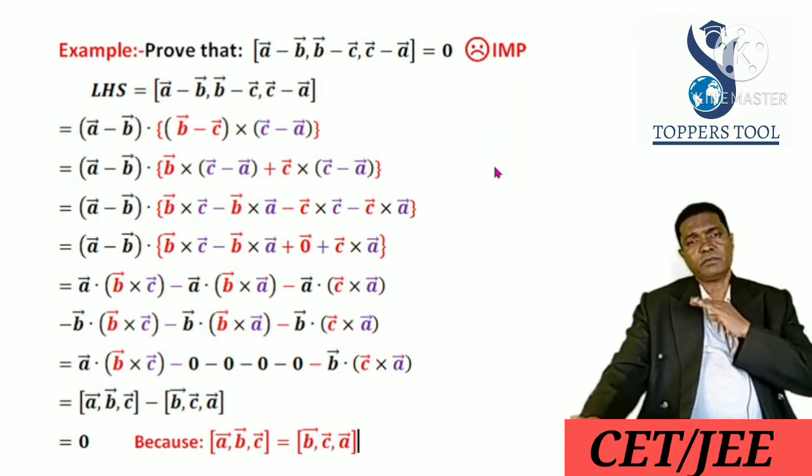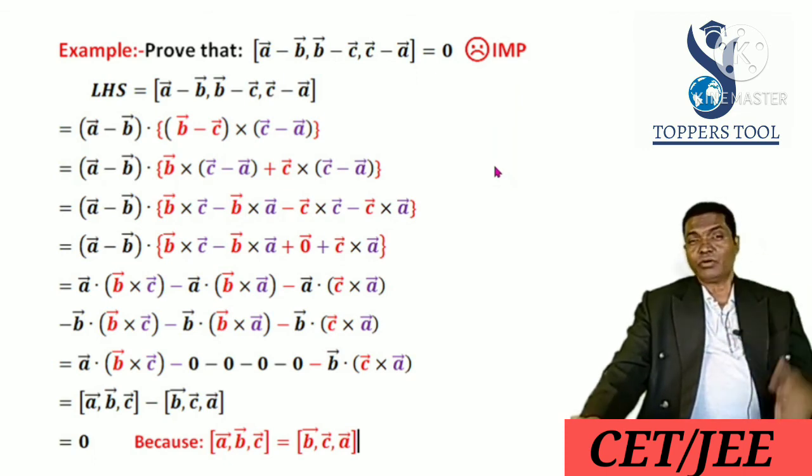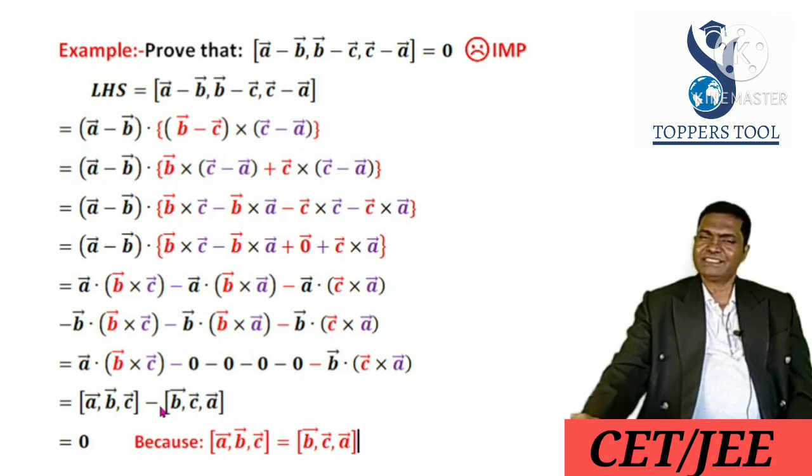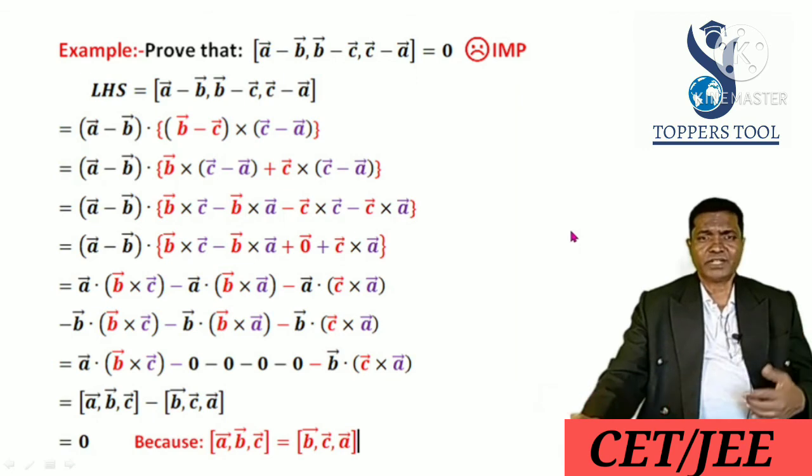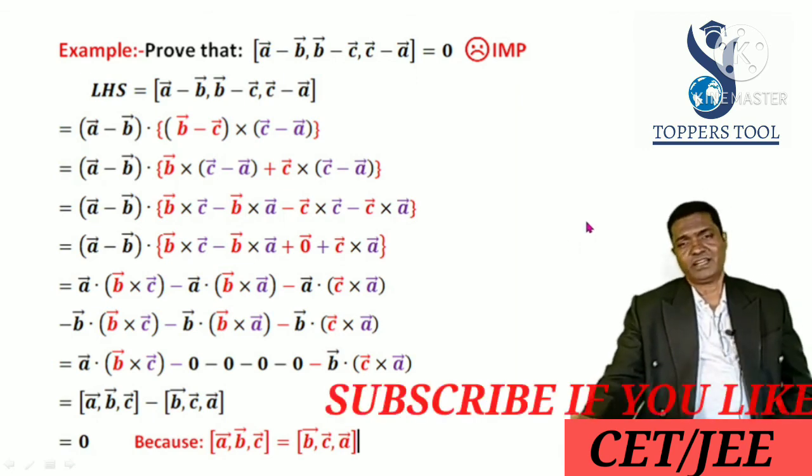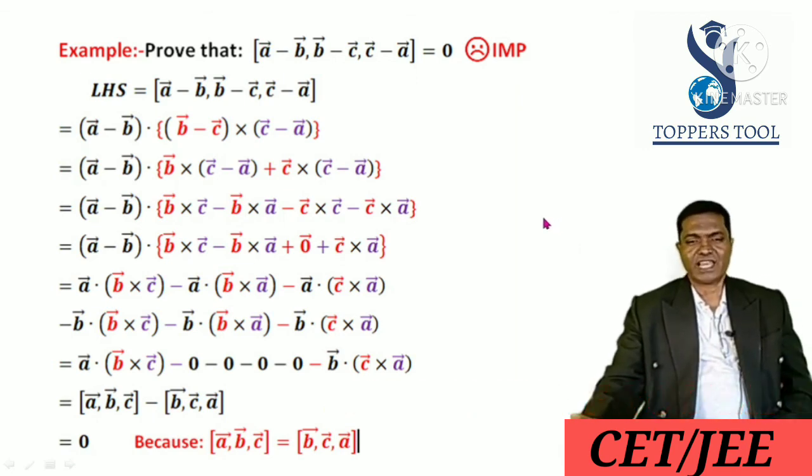Wherever there is plus, replace all the plus signs by minus signs. So everything is similar to the previous one. Finally, instead of plus, you will get minus here. That is the thing here. And as I said, these triple products are equal, and in between we have minus, so they cancel each other. It is 0. So better you take a screenshot of this and work it out yourself.